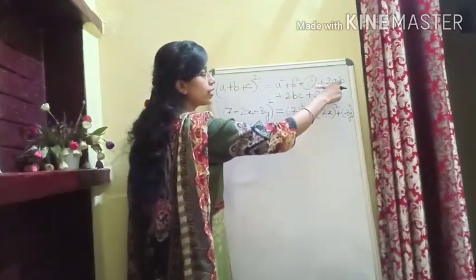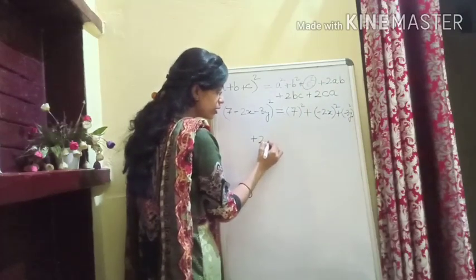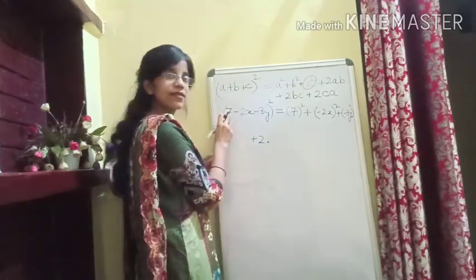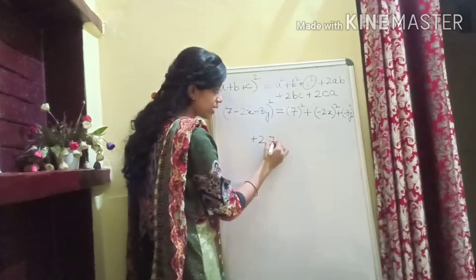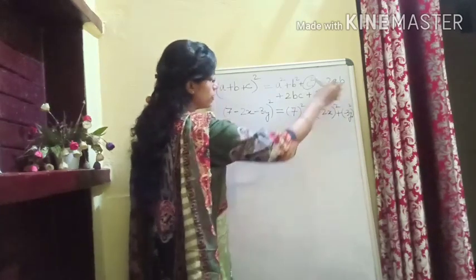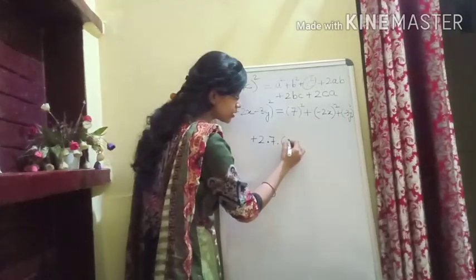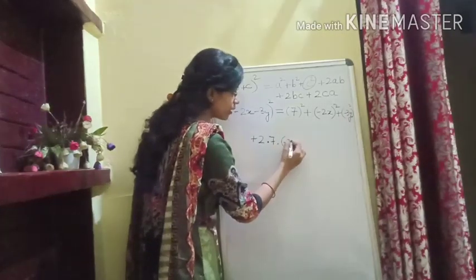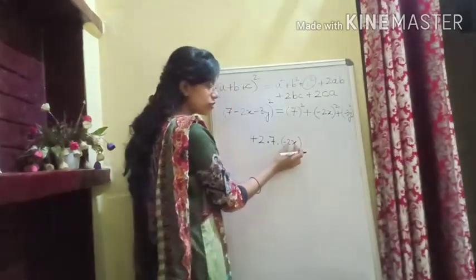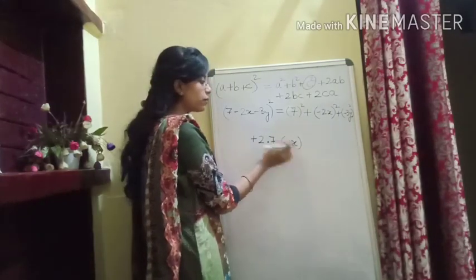Plus 2 into a into b. So 2 into a, what is a? 7. So we will write 7 like that, into b. What is our b? Minus 2x. Since it is with minus, we will write it in bracket. We always write any term with a minus sign in bracket.